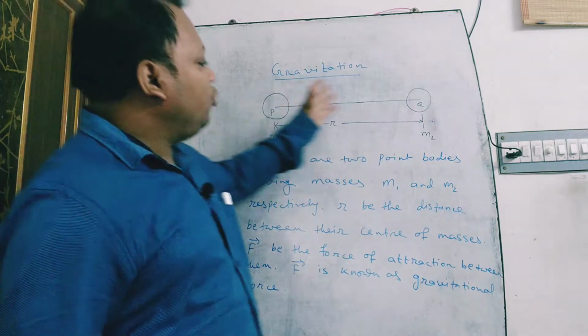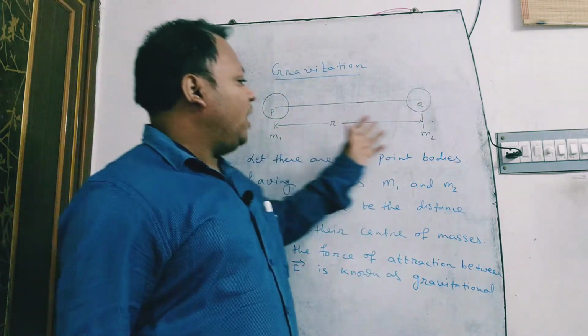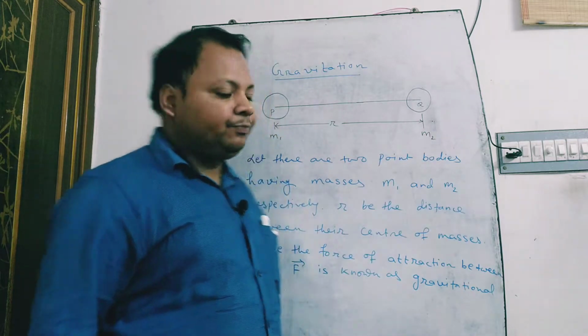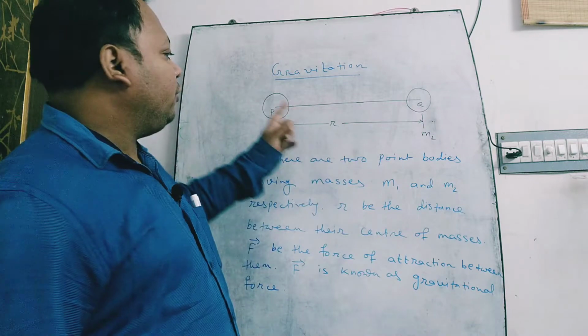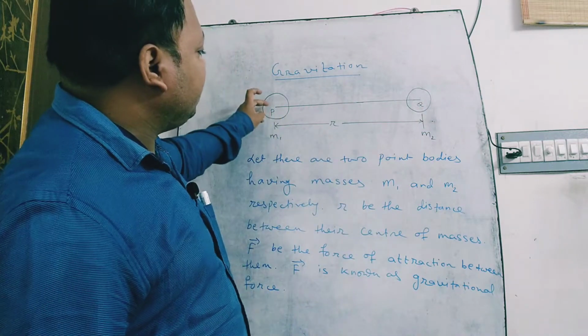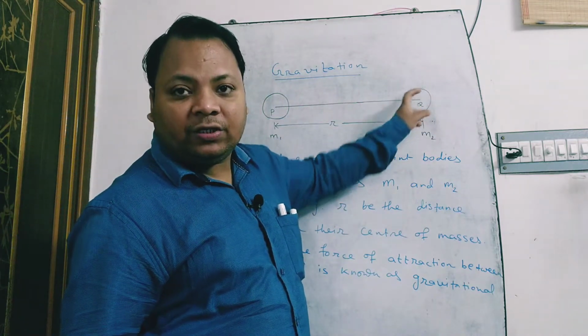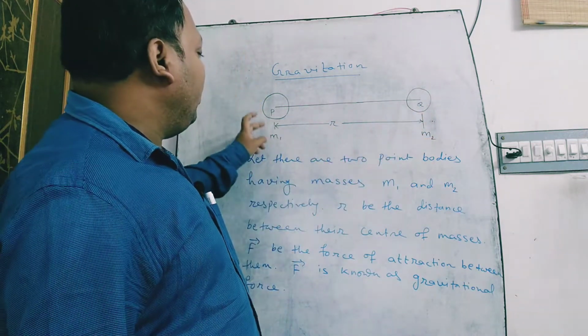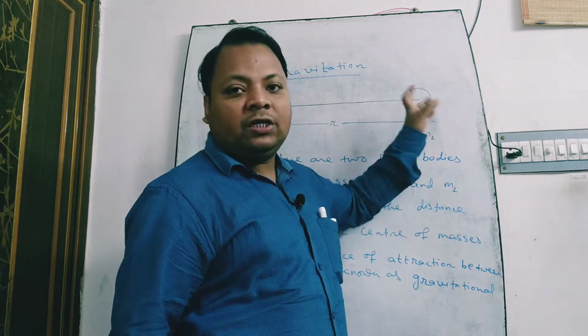There are two point masses having mass m1 and m2 respectively. R is the distance between the centers of mass of the two bodies. P is the center of mass of the first body and Q is the center of mass of the second body. M1 is the mass of the first body and M2 is the mass of the second body.